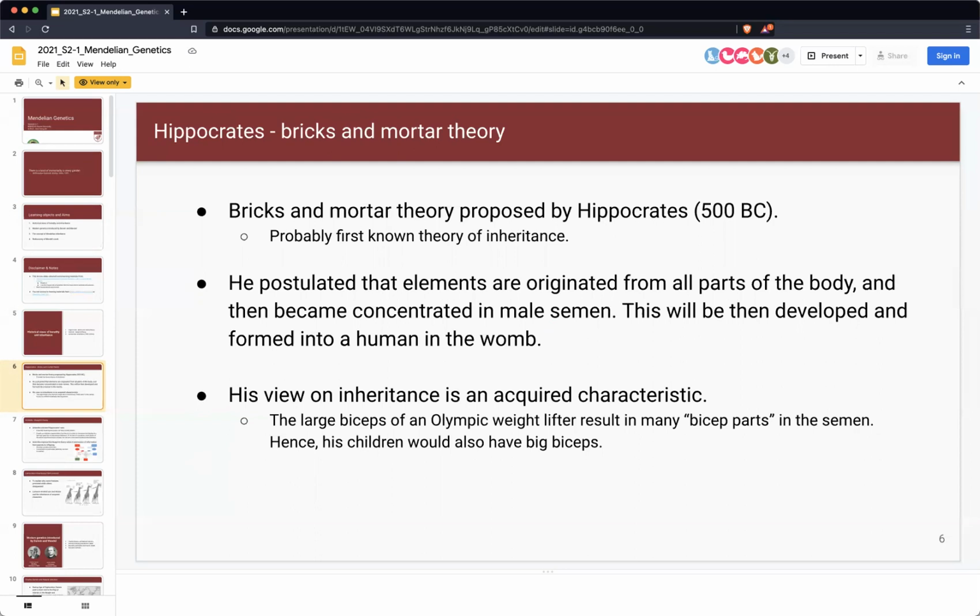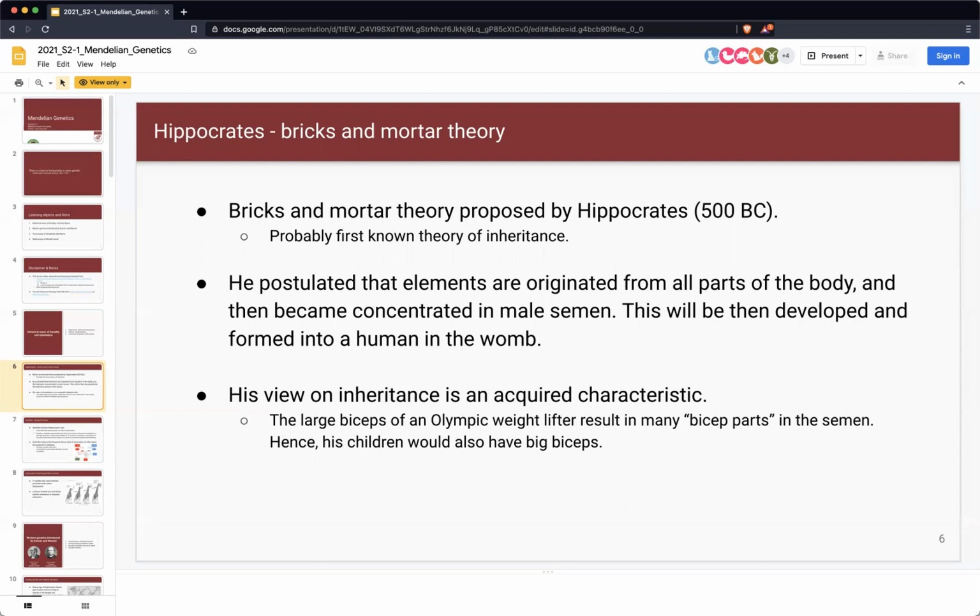That was where he postulated that elements coming from different parts of the body concentrated in the male semen, then developed into the human being in the mother's womb. So basically his idea is that biological information is collected from all parts of the body and accumulated in the male's semen, then develops into the ultimate organism in the mother's womb.